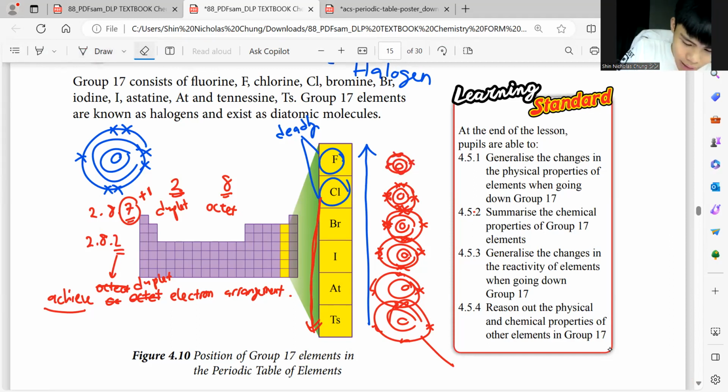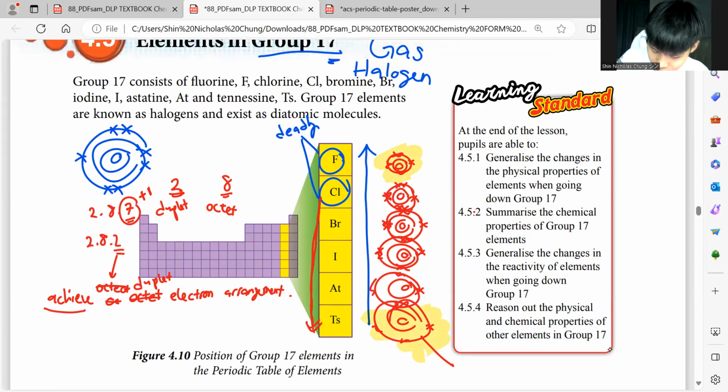Okay, we only look at the topmost one and the lowest one. Let me ask you, which one is easier to gain one electron into the last electron shell to achieve octet electron arrangement?